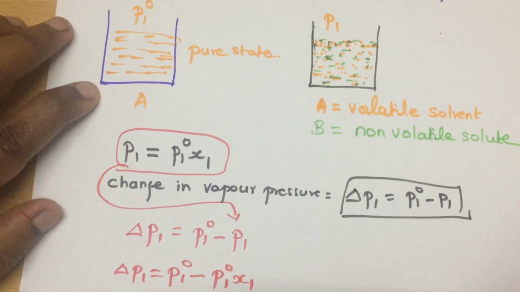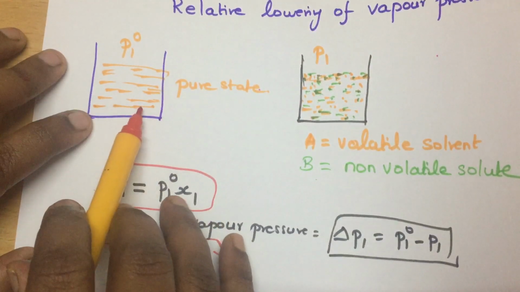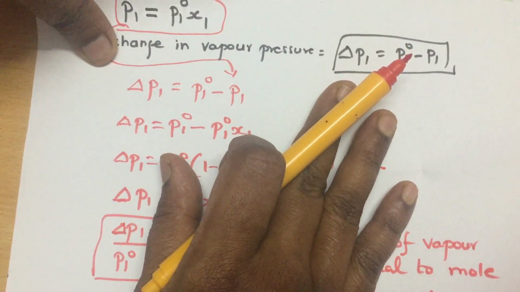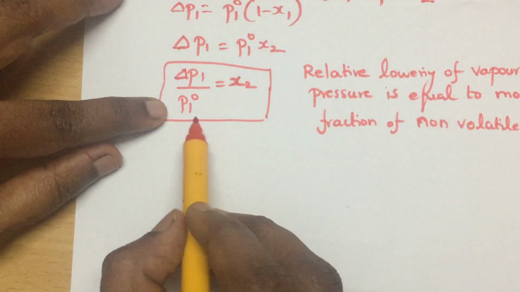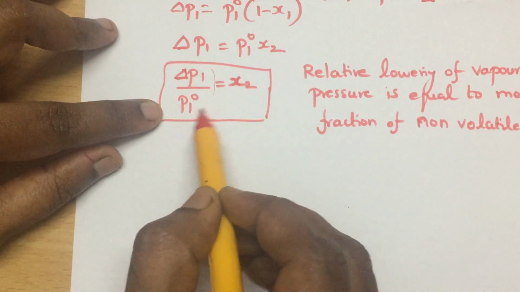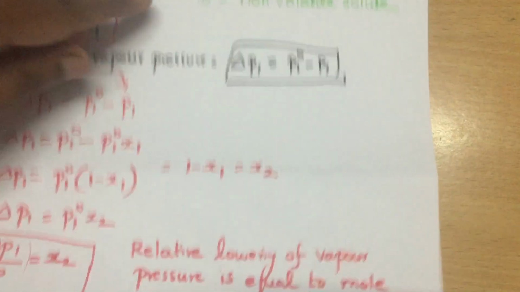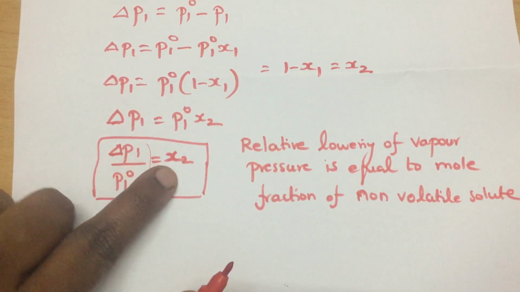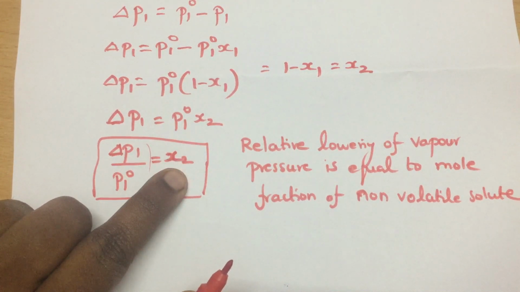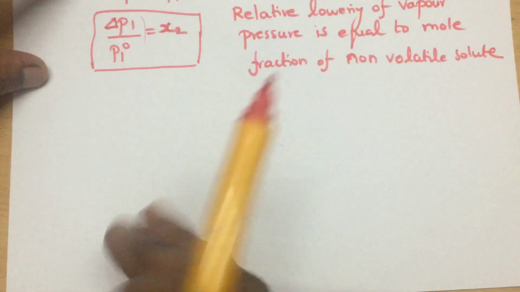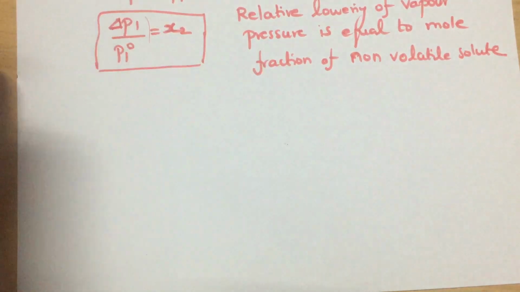ஸோ என்ன சொல்கிறாங்க, ஒரு சேஞ்ச் நடந்தது. When you add some non-volatile solute to this solvent, there was a change. That change divided by the initial vapor pressure, in the expression, relative lowering of vapor pressure is equal to x2. So x2 அதிகமாக என்ன ஆகும்? சேஞ்சும் அதிகமாகும். When x2, the mole fraction of the non-volatile solute, increases, the change in vapor pressure will also increase. So what is x2?